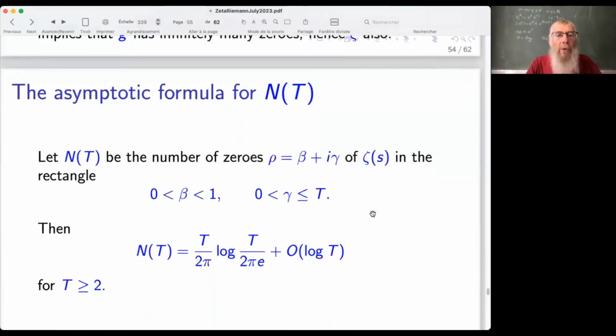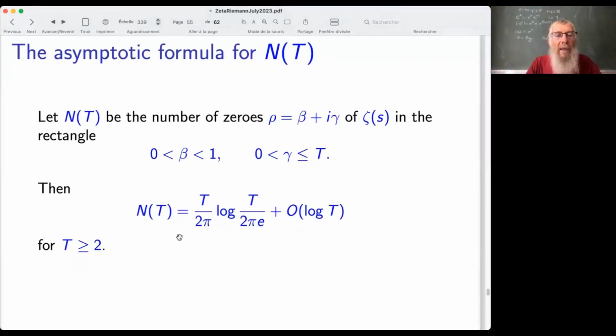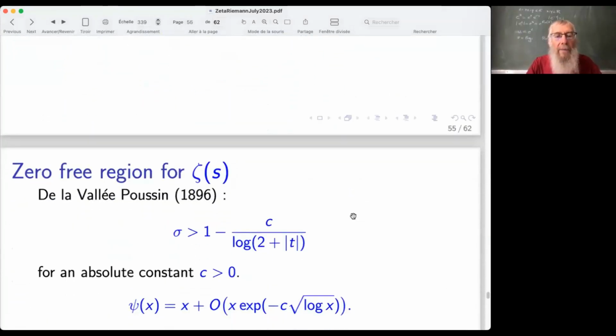We know much more about the number of zeros in the rectangle, which is here inside the critical strip. We know that it varies like t log t, essentially. It's t over 2 pi times log t over 2 pi e, plus a big O of log t. So it's rather precise, because we have t log t plus something which is very small. So we know how many zeros there are.